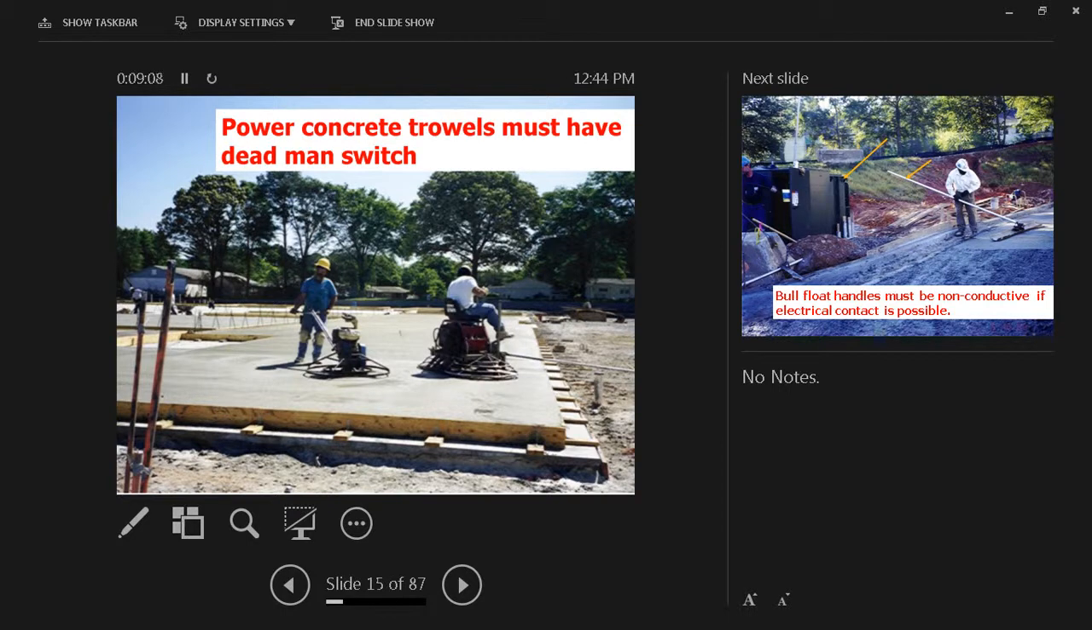Power concrete trowels must have a dead man switch. So basically, as long as they are held by the laborer, by the employee who's pushing it, they are in operation. As soon as they release their handle from that switch, it stops automatically. So if someone trips, again, the blades of that concrete trowel would not cause any injuries.